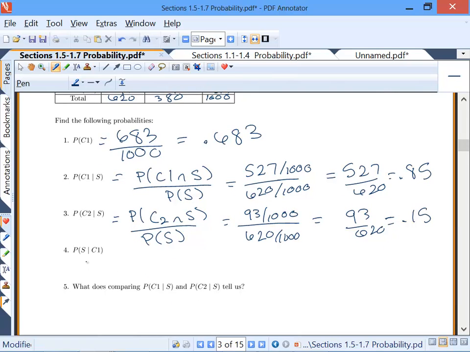Let's see, the probability of S given C1. So let's just do it the shortcut way. How many people like the sweet stuff if you already know that they're in cola 1? 527, and total number of people that like cola 1? 683. So 0.7715.